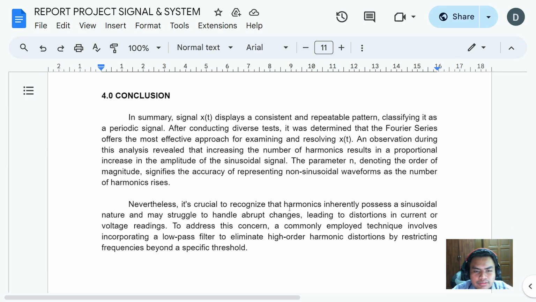Nevertheless, it is crucial to recognize that harmonics inherently possess a sinusoidal nature and may struggle to handle abrupt changes, leading to distortion in current or voltage reading. To address the concern, a commonly employed technique involves incorporating a low-pass filter to eliminate high-order harmonic distortion by restricting frequency beyond a specific threshold.